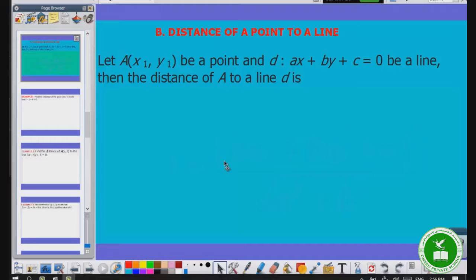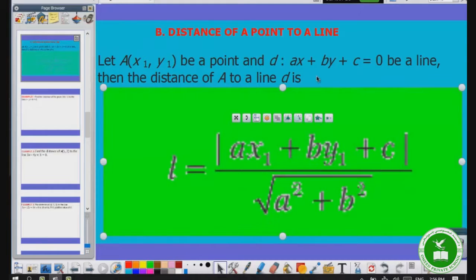As you see here, one point and one line is given. The coordinates of a point and the equation of a line are given. Now we try to calculate the distance of this point A to this line D. How do you calculate the distance between this point and that line? Here we have a very simple formula.